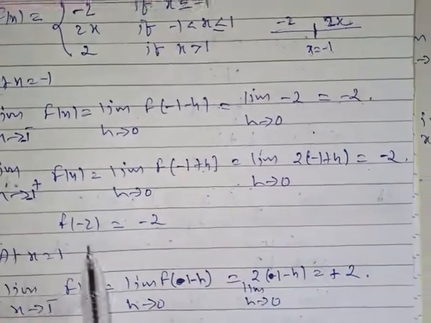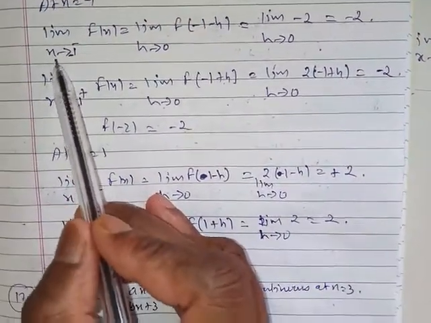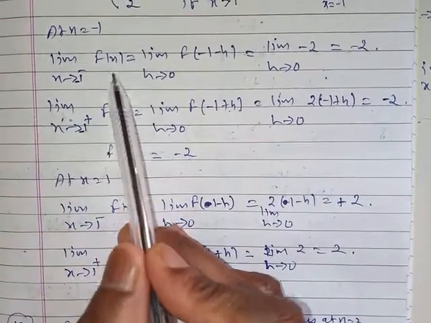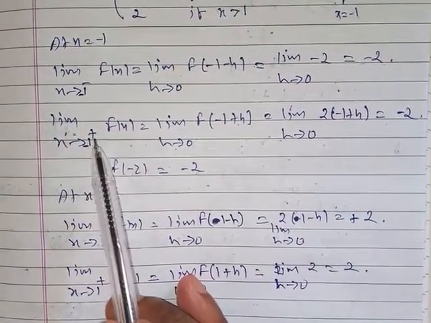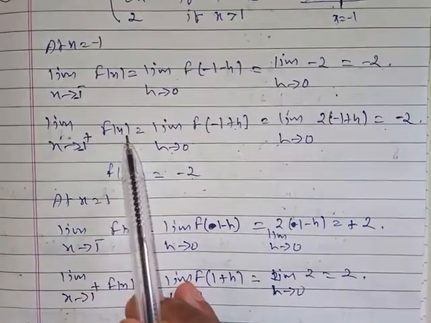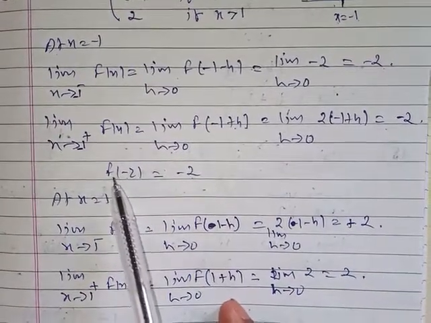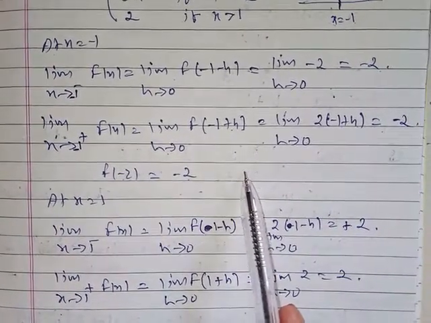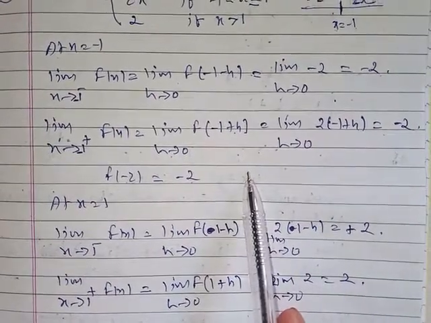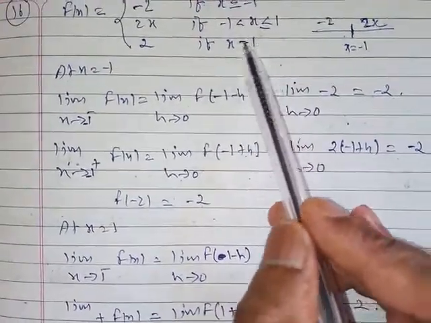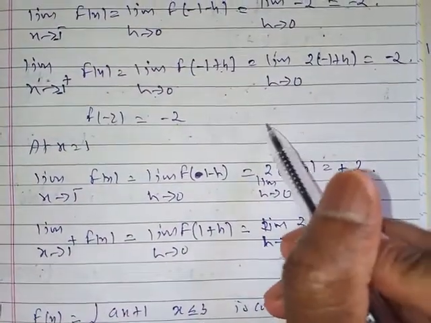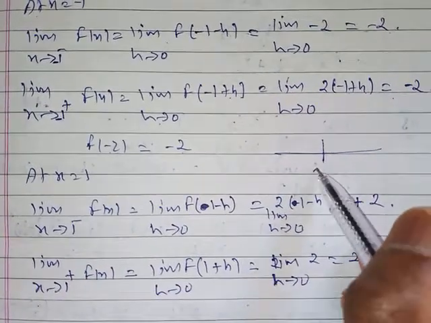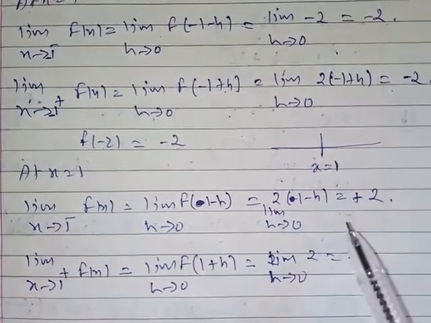How will you write it here? One more line you have to write. Limit x tends to minus 1 minus of f of x is equal to limit x tends to minus 1 plus of f of x is equal to f of minus 1. Therefore the function is continuous at x is equal to minus 1. Let's check for x is equal to 1. Same thing. Again, you have to draw first what the right hand side of x is equal to 1 is, and the left hand side of it.